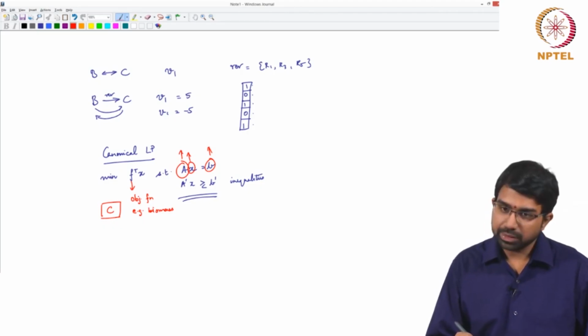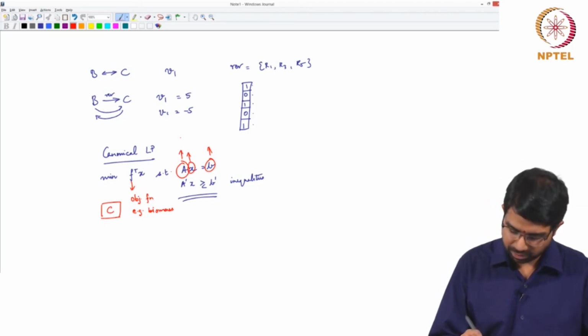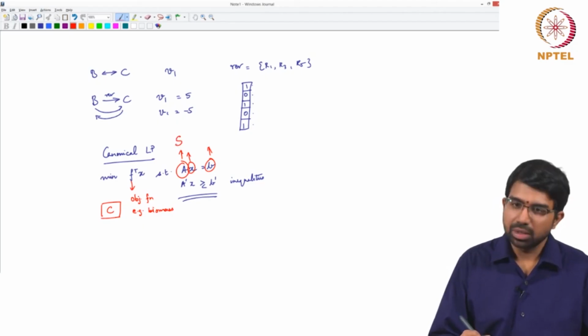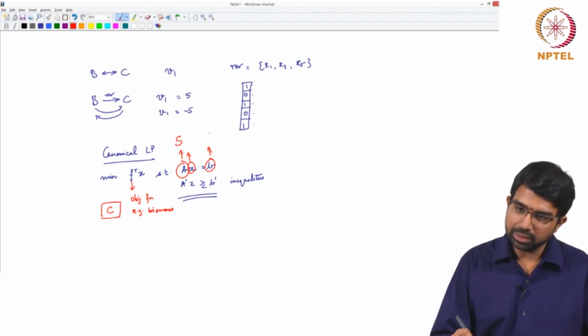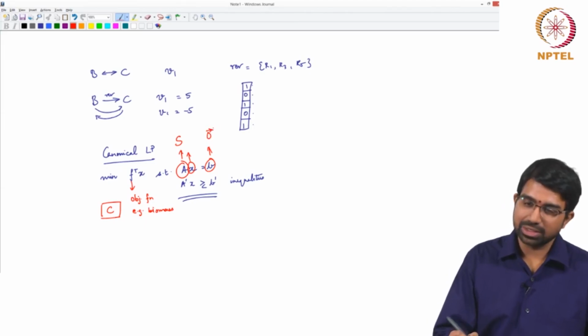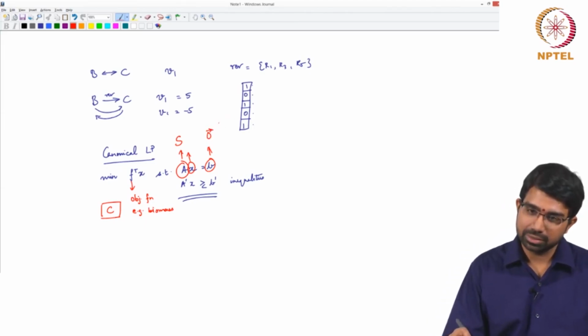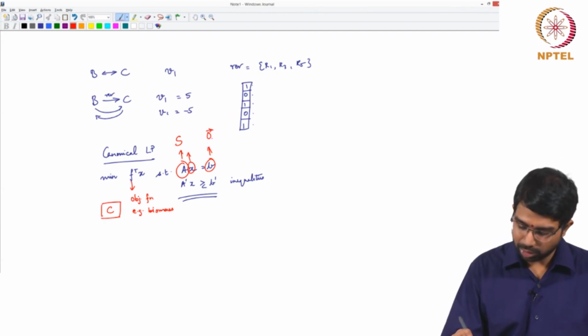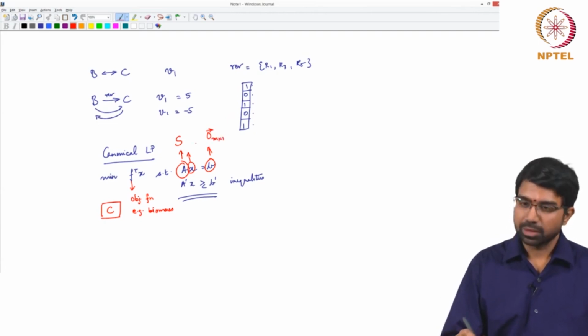What is A? The equivalent of A? The stoichiometric matrix. Equivalent of B? 0. The 0 vector. What is the size of the 0 vector? M cross 1. Very good. What is X?